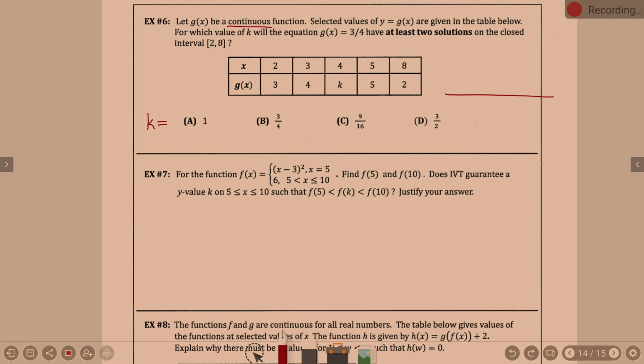I'm trying to decide where I want to start, you guys. What does it mean to have at least two solutions on this interval? What do we mean by solutions? What do solutions look like on a graph? Zeros, as in where the graph crosses the x-axis, yes? And we're trying to specifically find this lovely little k value, right? So we want there to be two solutions on the interval from 2 to 8.